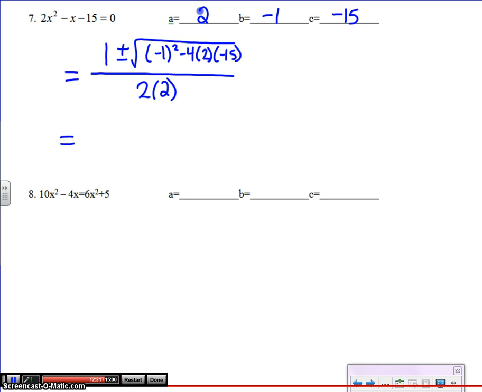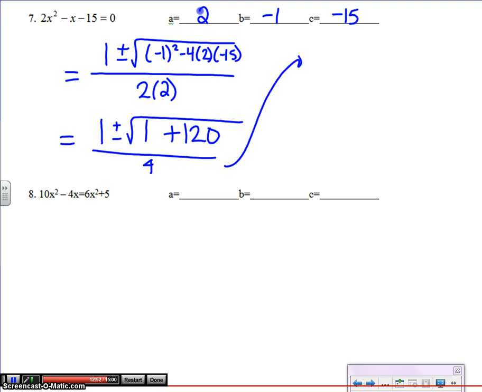Okay? Now we're going to go ahead and work through this problem. 1 plus or minus the square root. Negative 1 squared is 1. And this is where we had lots of kids making sign errors. Negative 4 times 2 is negative 8. Negative 8 times negative 15 is going to be 120. And it's a positive 120, and you need to make sure that you're careful about that. And all over 2 times 2, which is 4.